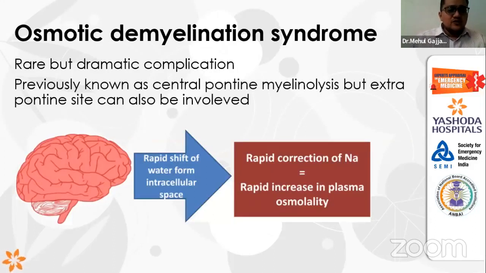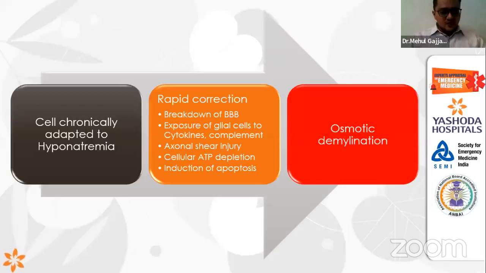The basic pathological mechanism is that if you correct the sodium very rapidly in case of chronic hyponatremia, it leads to a rapid increase in plasma osmolality. This leads to a shift of water from the intracellular to the extracellular space. This will lead to breakdown of the blood-brain barrier, exposure of glial cells to cytokines, complement-mediated injury, axonal injury, and cellular ATP depletion. Ultimately, they all lead to induction of apoptosis and osmotic demyelination.